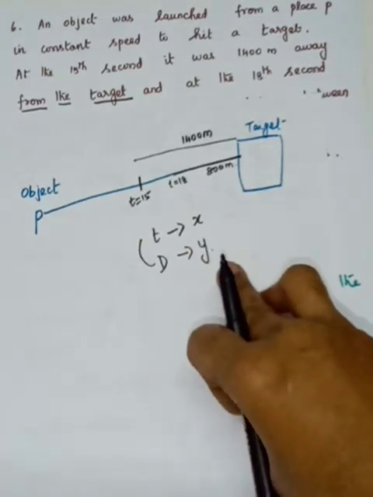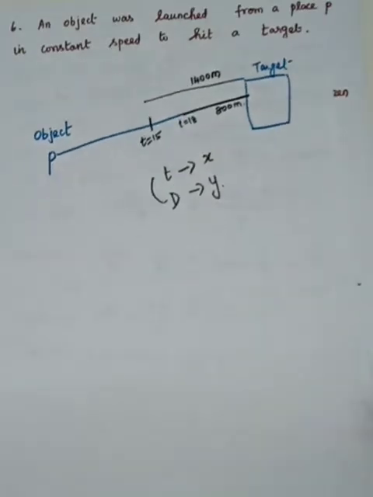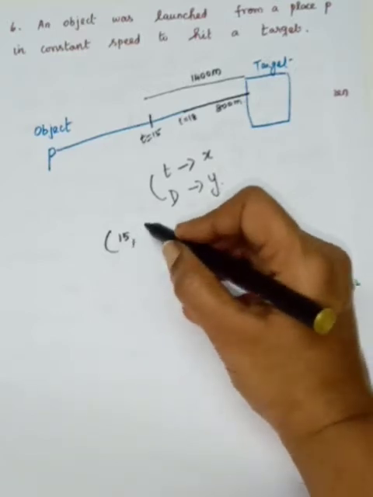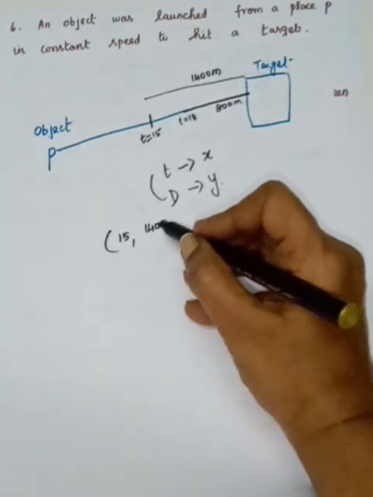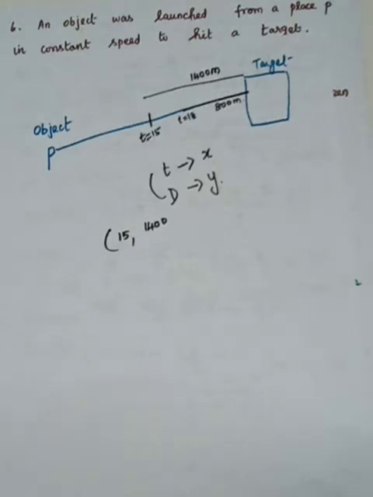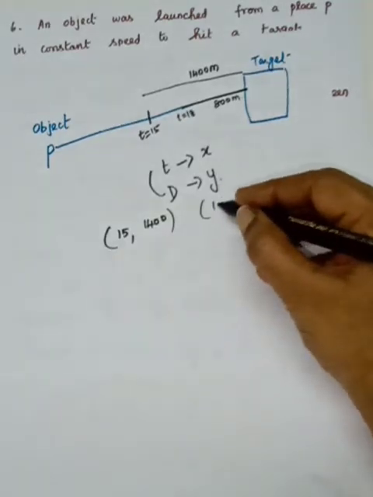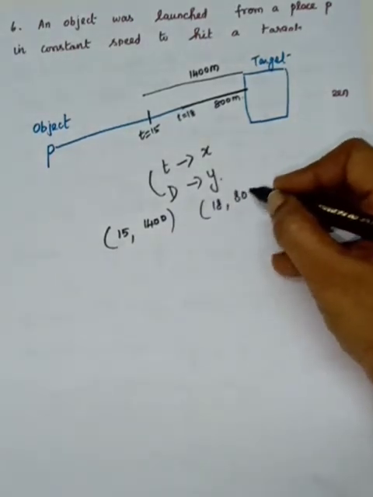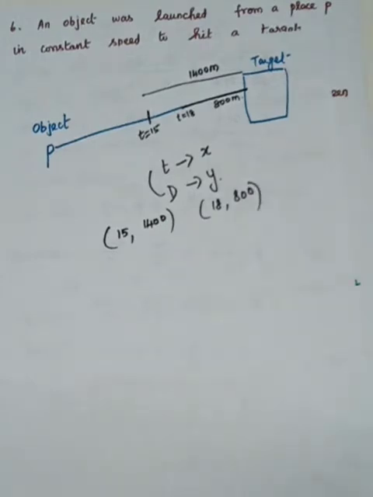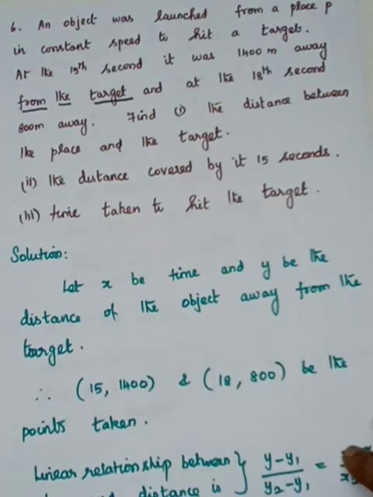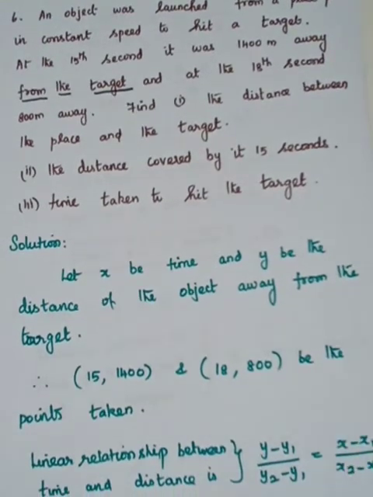So now we can make the points. First, at the 15th second, what is the distance? 1400. What is this distance? It's the distance of the object away from the target. And the next one is at the 18th second, it is 800. So we have marked two points using the time and the distance. Let x be the time and y be the distance of the object away from the target. So we'll get the 2 points.